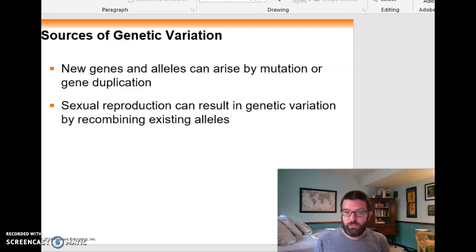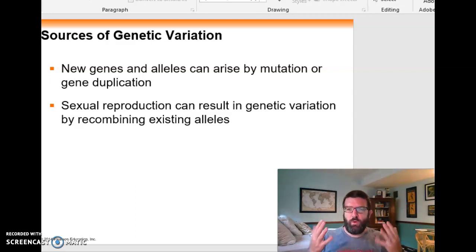But sexual reproduction helps you shuffle the cards in that deck, right? And that sort of exacerbates the amount of variation that you see. So sexual reproduction can cause variation in a couple of different ways. First of all, when you make gametes, every gamete you make is different. And that's because of the law of independent assortment, right?